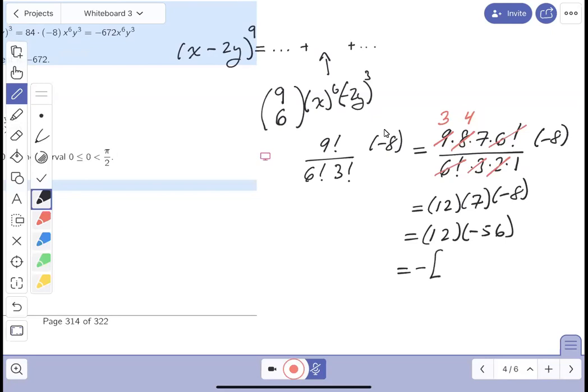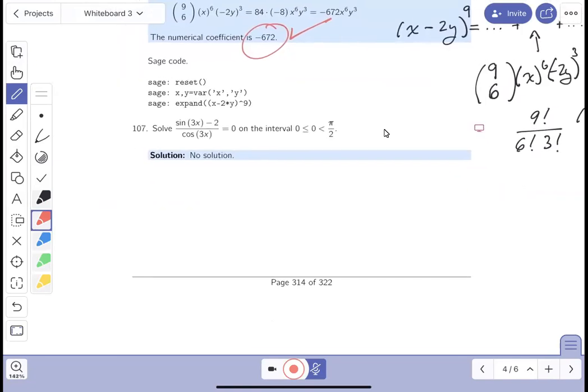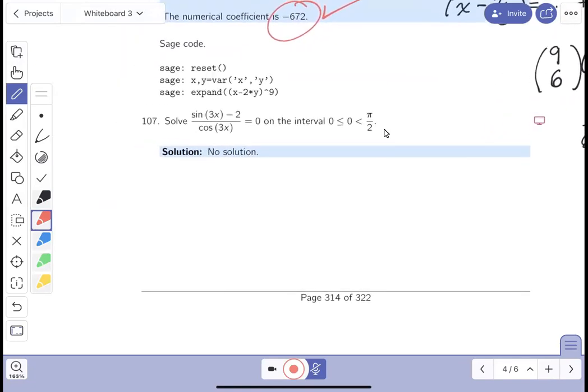Let's see. 10 times 56 is 560, and 2 times 56 is going to be 112. We'll look at the key later. What do you have there? Minus 672. Okay, let's keep going. And over here, wow, this looks tough.